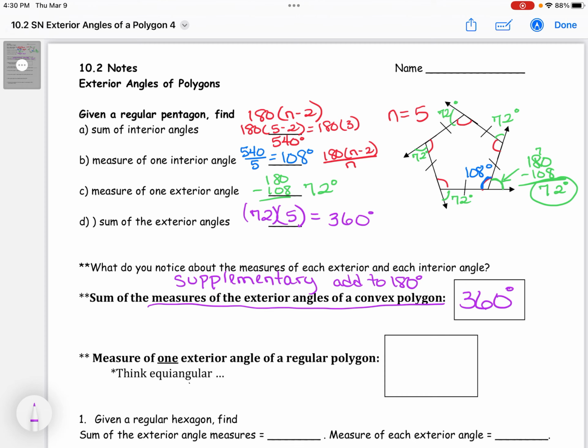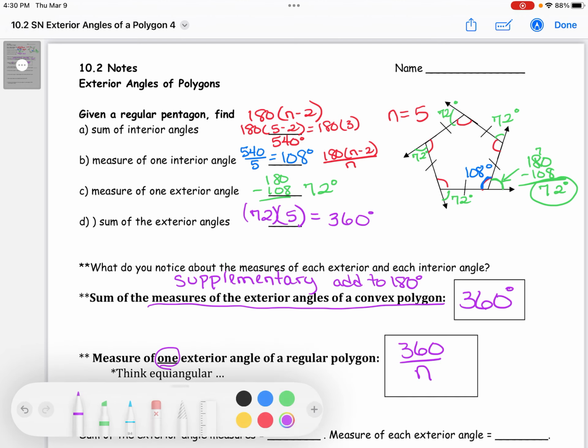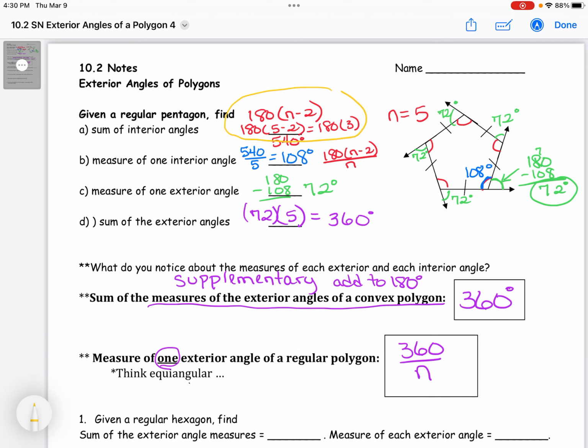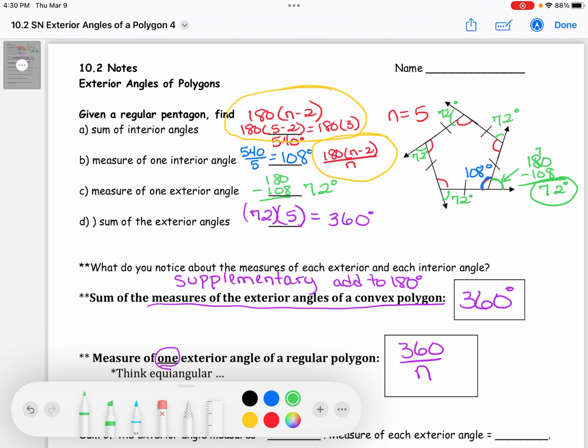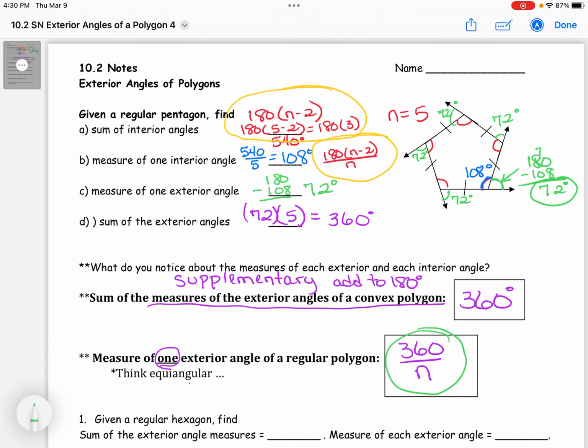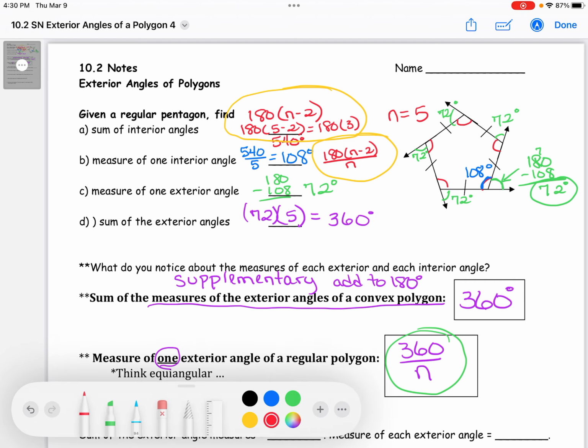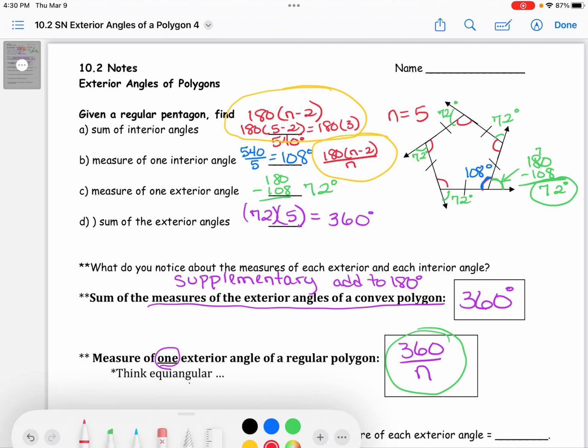So if you want one exterior angle, you're going to take 360 and you're going to divide it by how many sides there are, how many angles there are. So if you think about it, 10.1, we talked about this, and we talked about this. Here we are in 10.2. Now we're talking about exterior angles. So let's give it a little practice and see how we do.